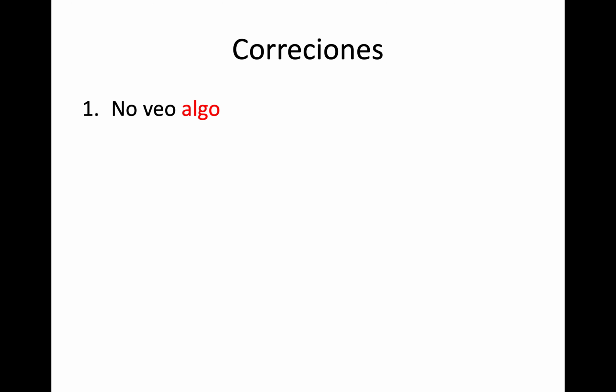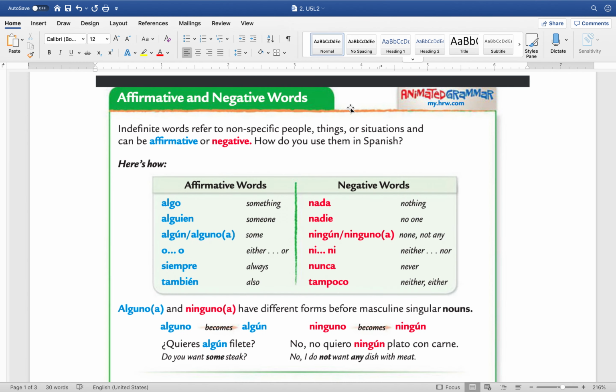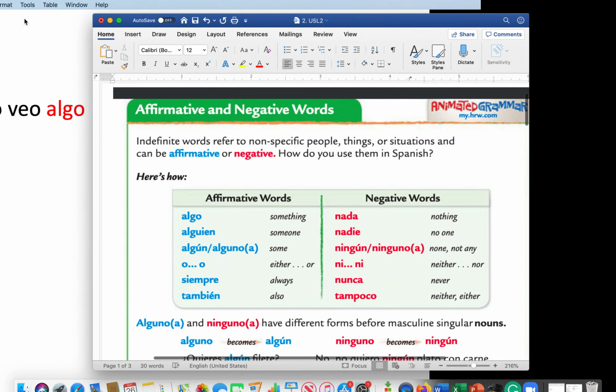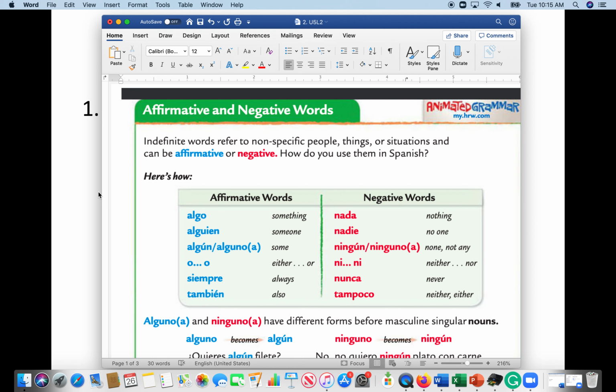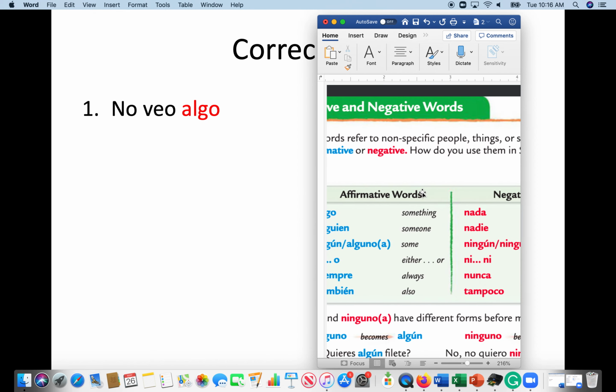Okay, so let's make corrections here. So we have no veo algo, okay? No veo algo. I wish I could have these two open. Let's see how, so you can see, yes, okay. So, right here, right?